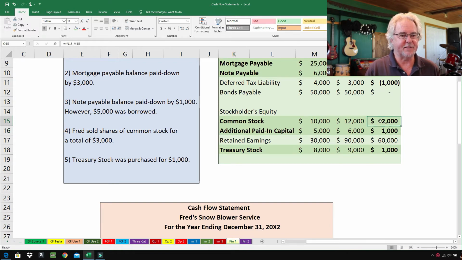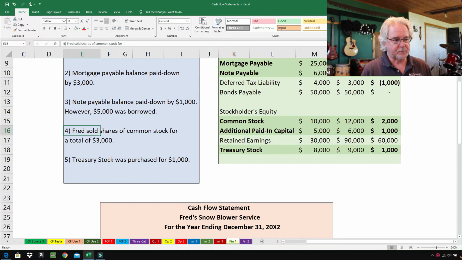So what we'll say is that it looks like they probably sold stock, probably for a grand total of $3,000. So let's look at the notes to see if that is true. Here in note number 4, Fred sold shares of common stock for a total of $3,000. That explains that $3,000.